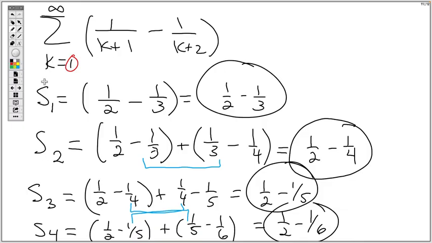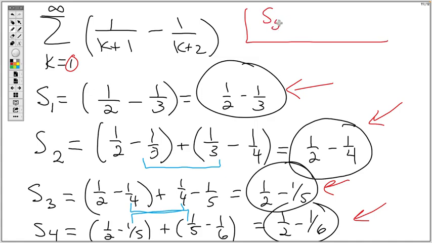So let's check it out. Are you seeing a pattern evolve now? What would be your guess for S5? What's your guess going to be? 1/2 minus 1/7. Does that make sense or not?